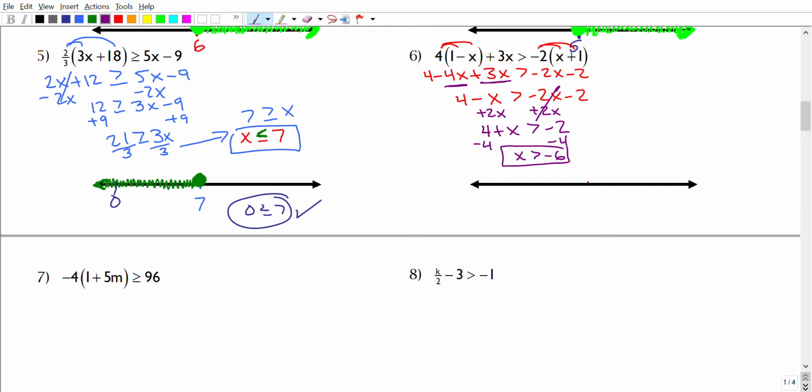Okay, so let's go ahead and draw our negative 6, and it's x is greater than, so no need for a closed circle, just an open circle, and greater than, yet again, is pointing to the right, so shade to the right. All right.